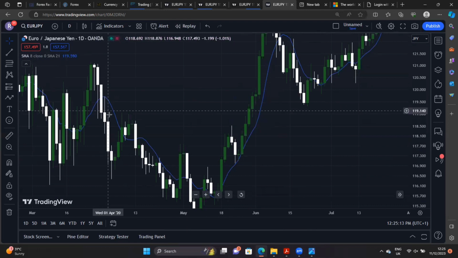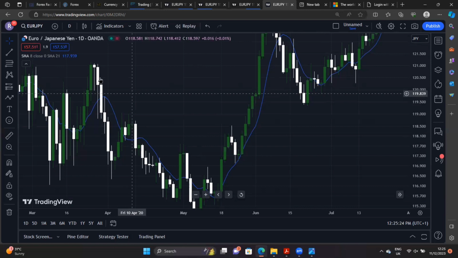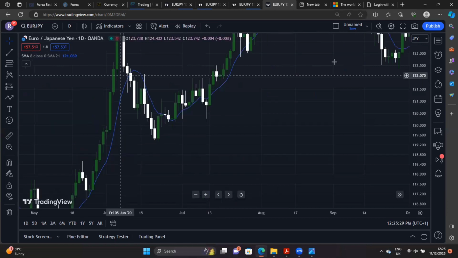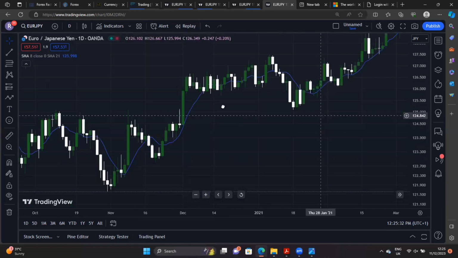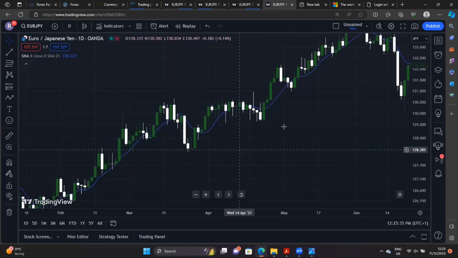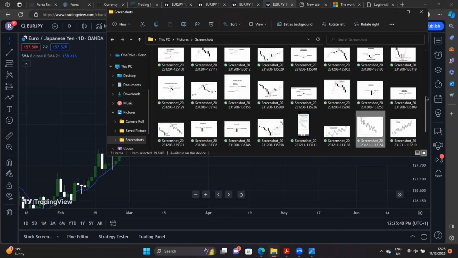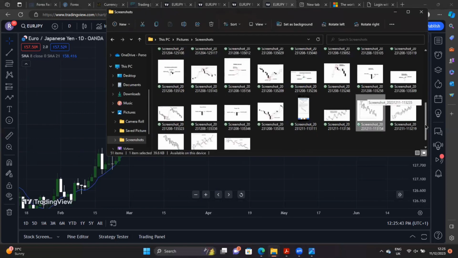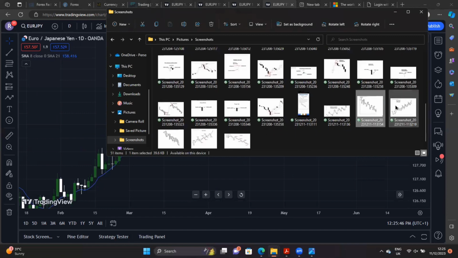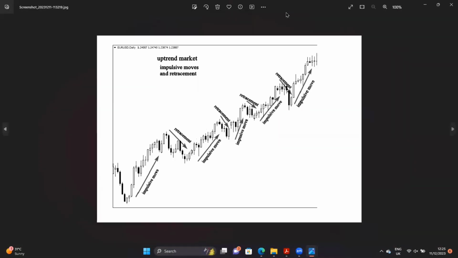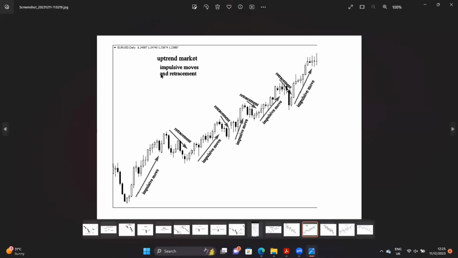So if we have an implosive movement on an uptrend, price moves faster towards the upper momentum. If it is an implosive movement on a downtrend, price moves faster lower than it does on the retracement movement. Moving forward, I am going to display another chart of the implosive and retracement. So here we have it: the uptrend, implosive moves, and retracement.